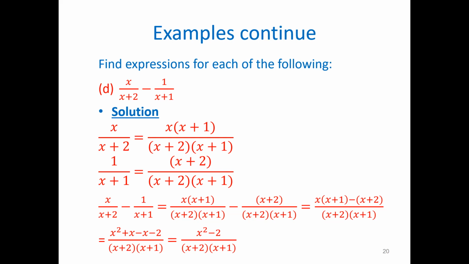Don't expand them. Now look for the like terms. x minus x will cancel because x minus x is 0. And the remaining will be x squared minus 2. So this is the final answer. You don't have to multiply out these two brackets in the denominator.